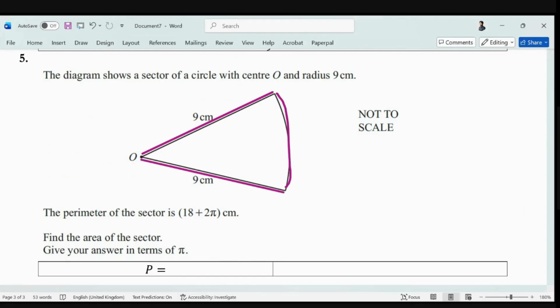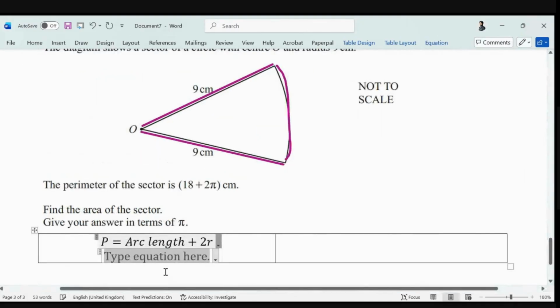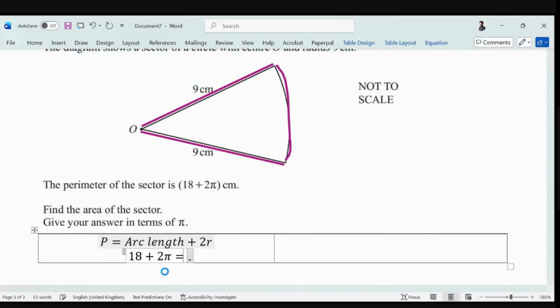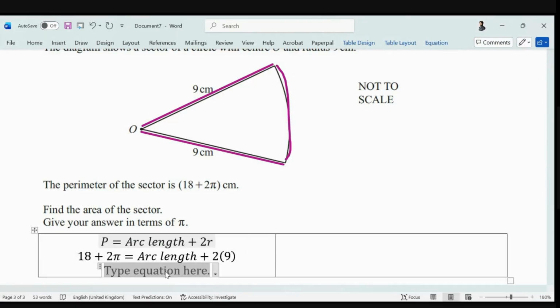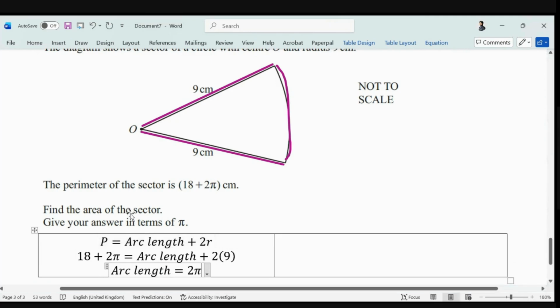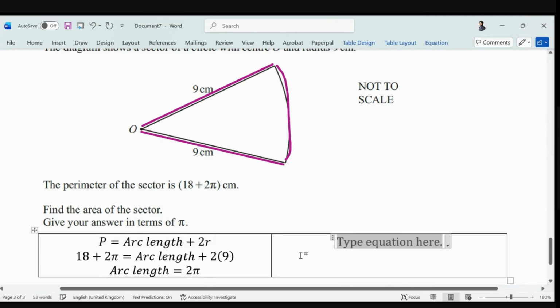So the question is, what is the perimeter? Perimeter is arc length plus 2r. So the perimeter is 18 plus 2 pi. We do not know the arc length. We know that the radii are radius. Using this, we can find the arc length. We know the arc length. Now we need the area of the sector.